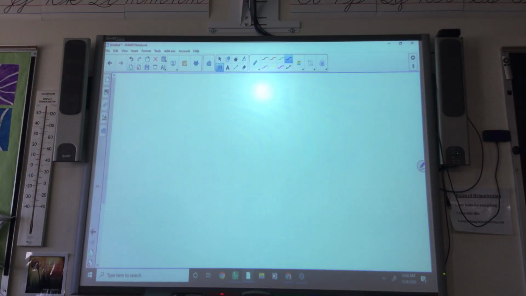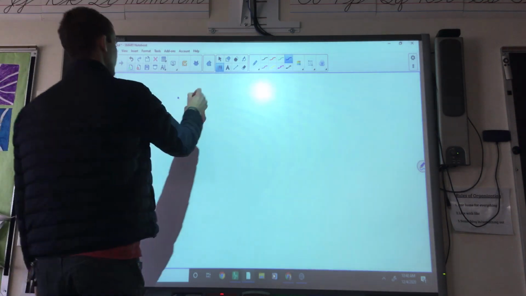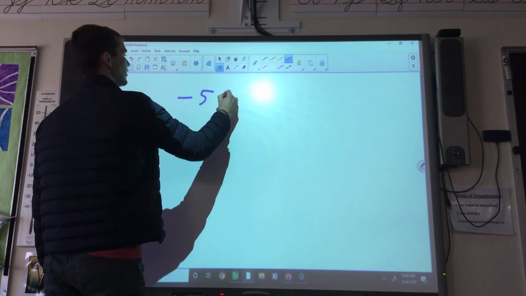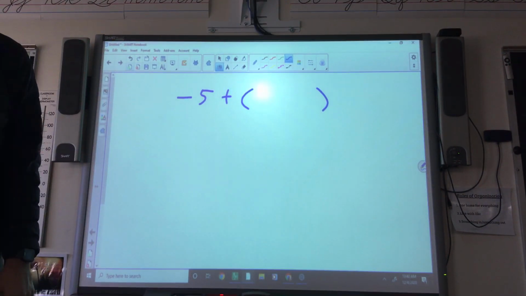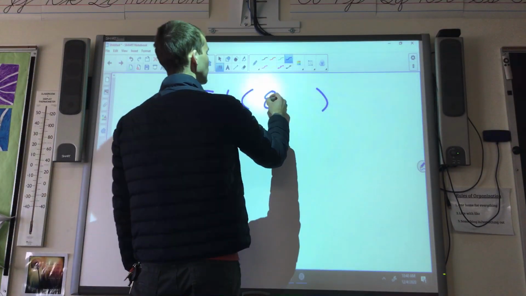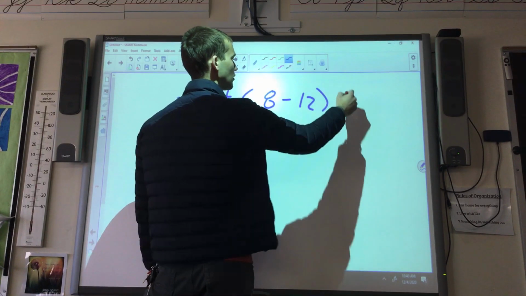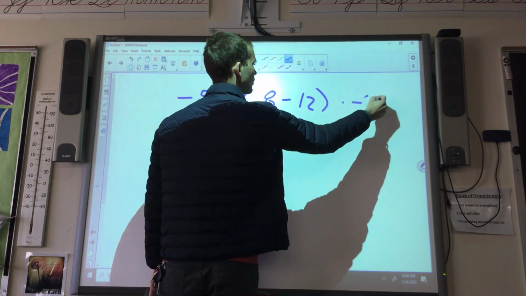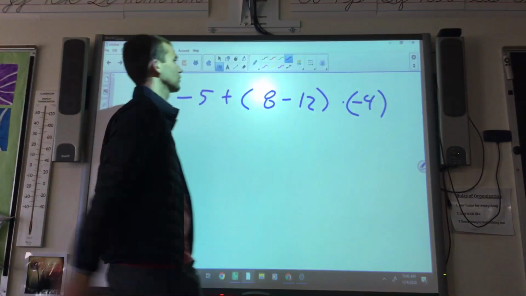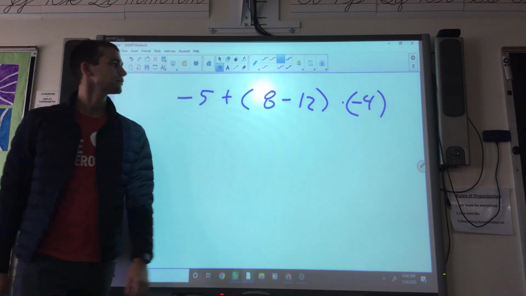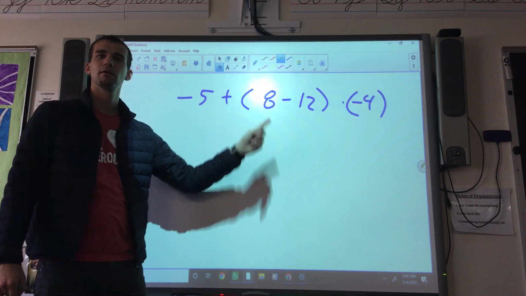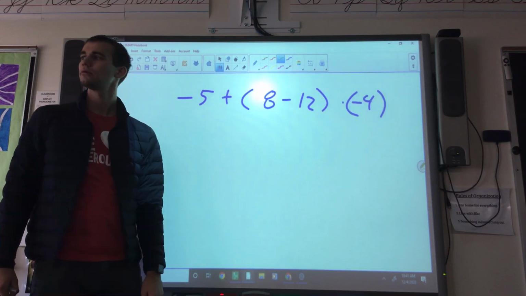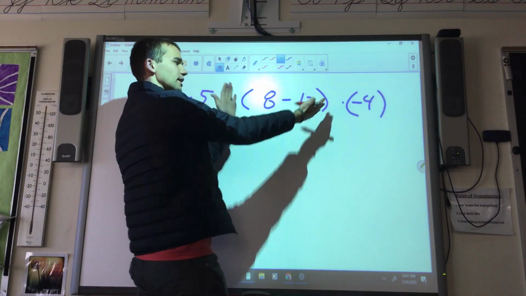Alright, let's go to negative 5 plus a number B. Someone read it off for me. It's at the top. Negative 5 plus a parentheses 8 minus 12, times negative 4. Okay, so with this, could we do the distributive property right here? No, we can't, because there's something inside parentheses.